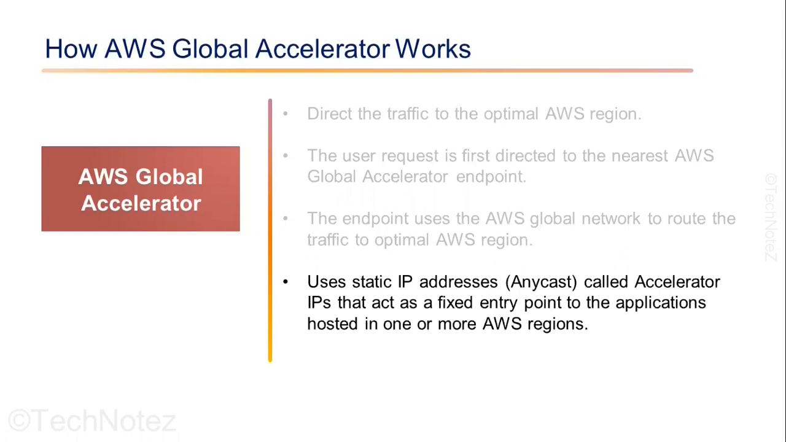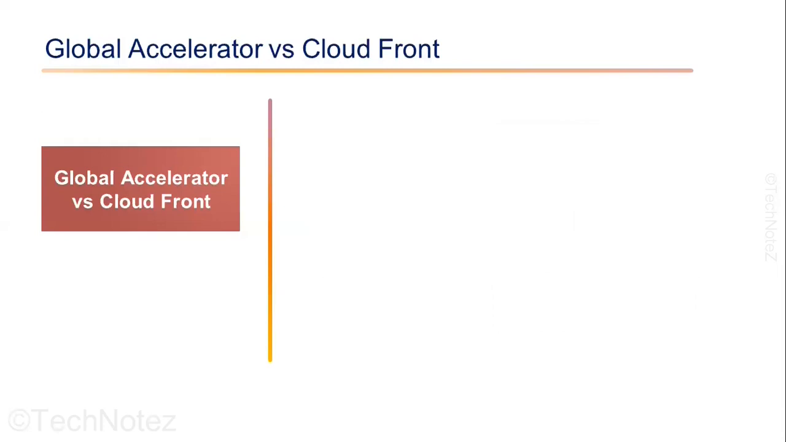Additionally, it also allows you to configure the health check for each endpoint so it can automatically fail over to a healthy endpoint in case of any issues. AWS Global Accelerator can be used to improve the availability and performance of a variety of applications including web applications, mobile apps and APIs. Now, you might be wondering what is the difference between CloudFront and Global Accelerator, as both are used to improve the application's performance. So let's talk about the difference between Global Accelerator and CloudFront.